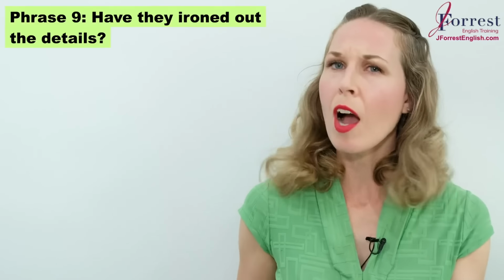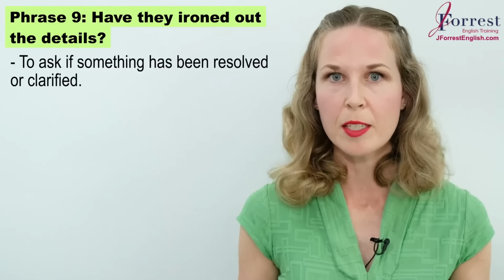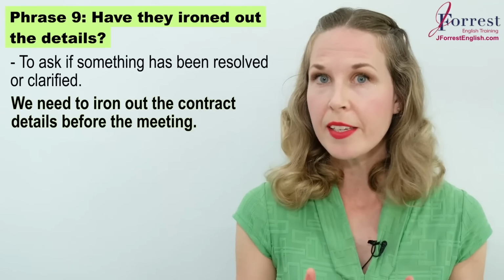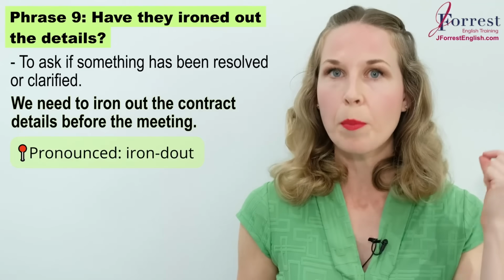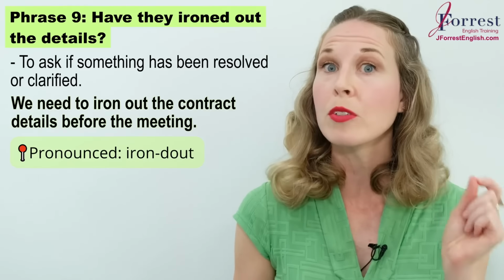Next, have they ironed out the details? This is used to ask if something has been resolved or clarified. For example, we need to iron out the contract details before the meeting. And notice the pronunciation in the past simple, ironed out, ironed out, ironed out.